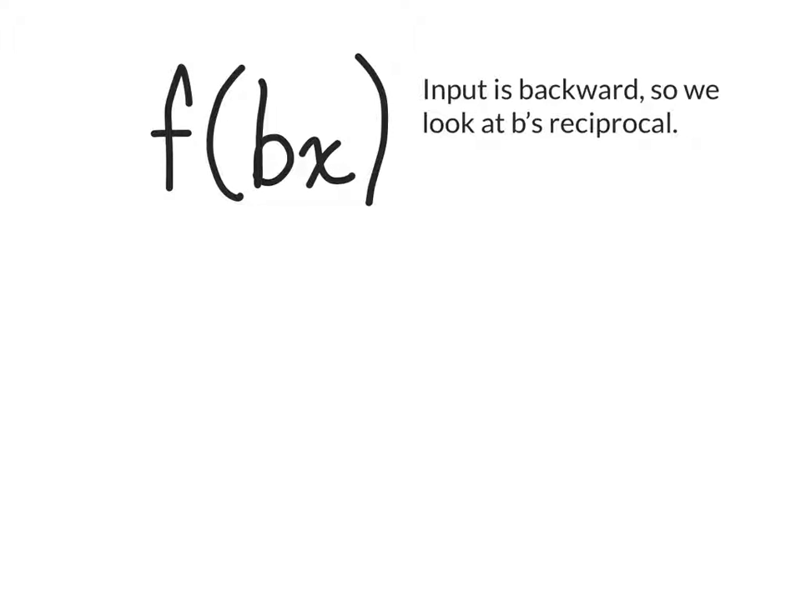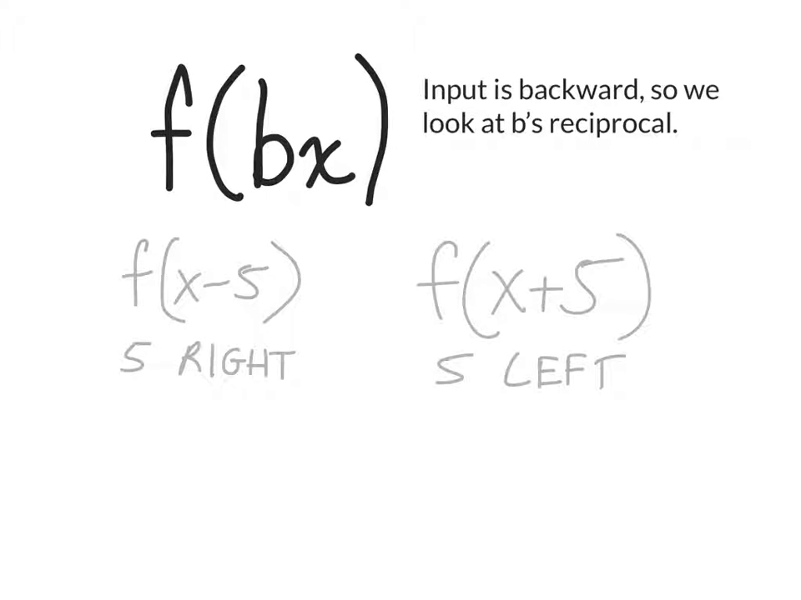And the other special thing to remember is that anything inside the input of a function is backwards when we talk about transformations. So what we're going to look at for horizontal stretches and compressions is not the number for B, but B's reciprocal. You might remember the rhyme from last year, X lies, Y cries, and it's the same thing with horizontal stretches and compressions.